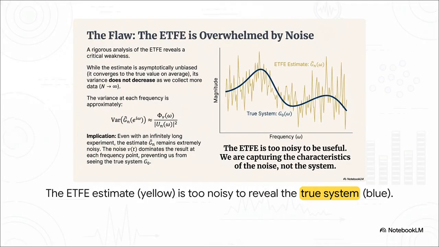And here's the big twist. Just take a look at this graph. The smooth blue line, that's the real system we're desperately trying to find. And that jagged, chaotic yellow line all over the place? Yeah, that's our ETFE estimate. It's a total disaster. And here's the fatal flaw. Its variance, or its jumpiness, doesn't get any better as we collect more data. You could run this experiment for an eternity, and the estimate would stay just as noisy. We're not actually seeing the system, we're just seeing the noise. Our first and most obvious approach has led us absolutely nowhere. It's a complete dead end.